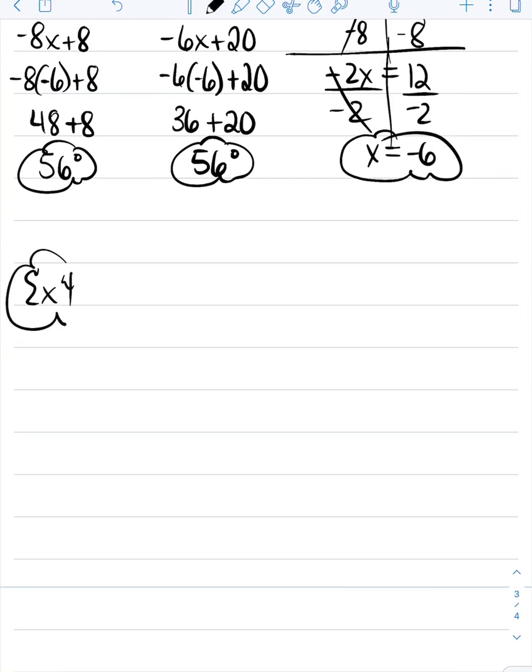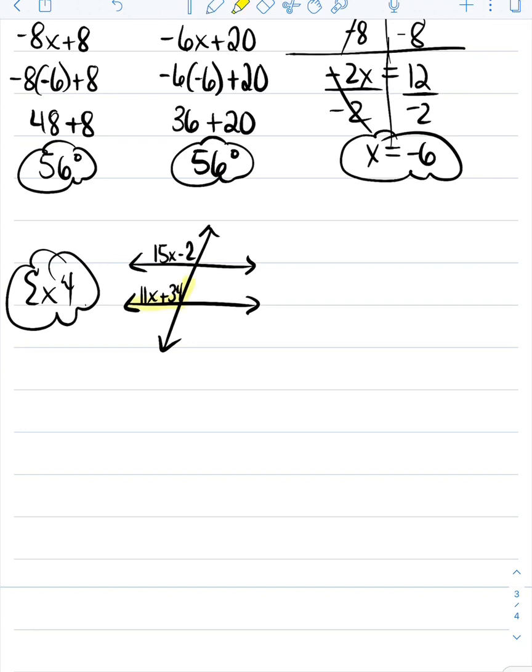Example 4. So sometimes we know exactly what that relationship is. So let's practice a couple more of those. I had to take a look at my notes. So here we go. So we have 15x minus 2 and 11x plus 34. When I look at these two angles, I notice that those are corresponding angles. They match up. So those are also congruent.